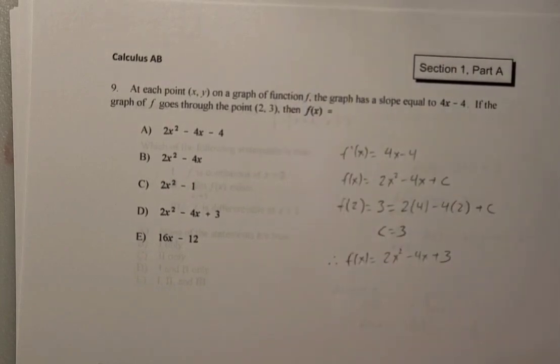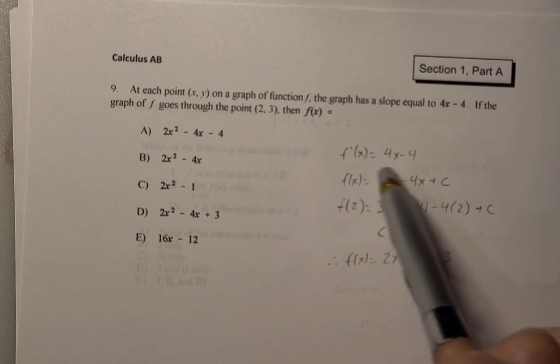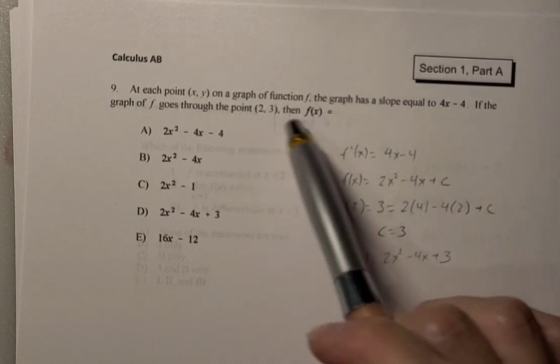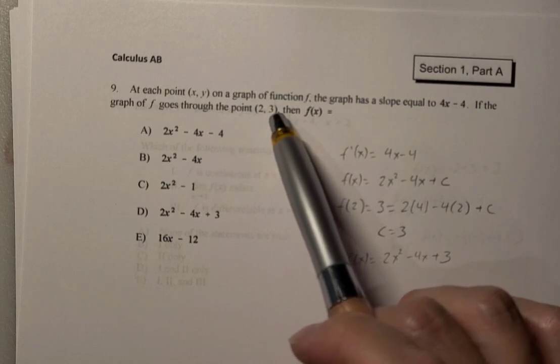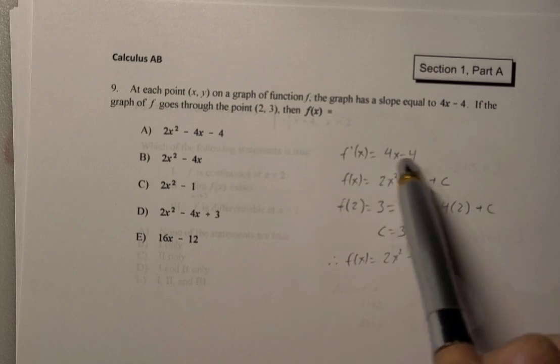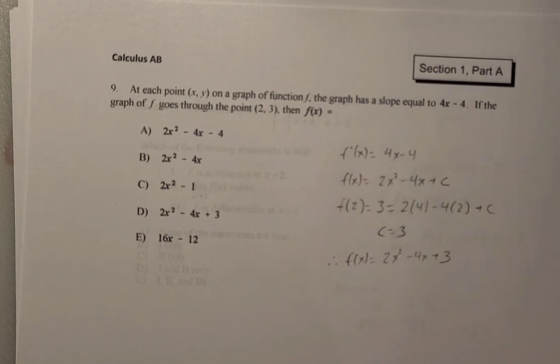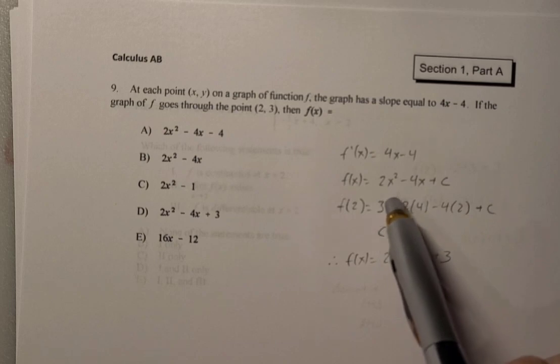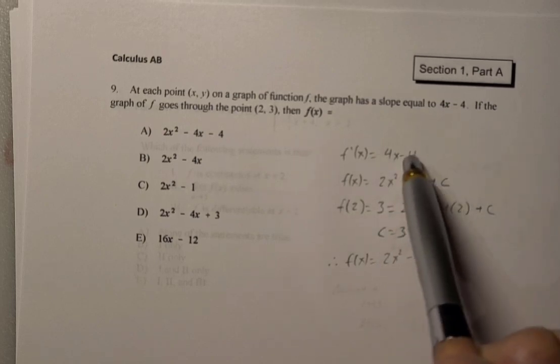So I wrote f prime is 4x minus 4. Now we want to solve for f, and they give us the initial condition. That's why we're going to find the particular solution of this differential equation, kind of. To find f, we just find the antiderivative, integrating both sides. So f is 2x squared minus 4x plus c. We just use the power rule.